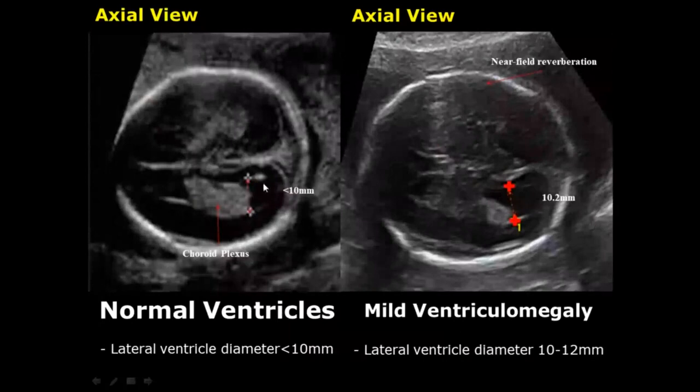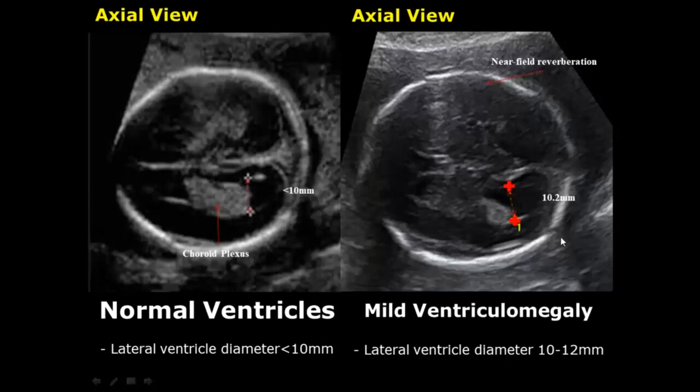Our first case is ventriculomegaly. It is the abnormal dilatation of the lateral ventricles. The diameter of the lateral ventricles must be less than 10 millimeters. The choroid plexus normally occupy the majority of the space. They produce cerebrospinal fluid. And over here, the lateral ventricle diameter is more than 10 millimeters.